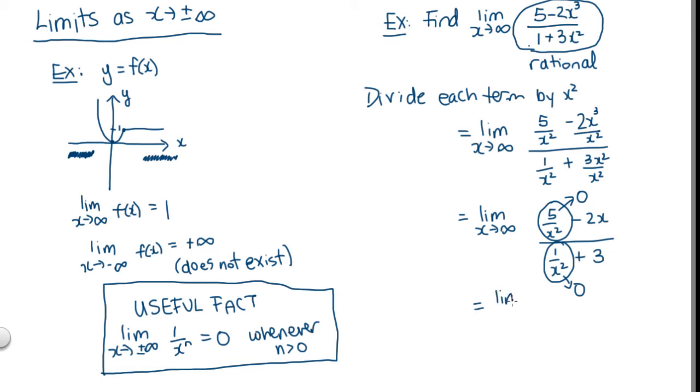Okay, so this is looking like the limit as x goes to infinity of negative 2x over 3. And now, as we imagine x getting larger and larger, this expression here is going to negative infinity. Again, it would still be correct to write does not exist because negative infinity is not a real number, but it gives us much more specific information to say negative infinity.